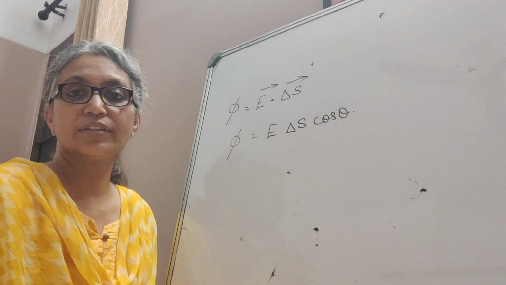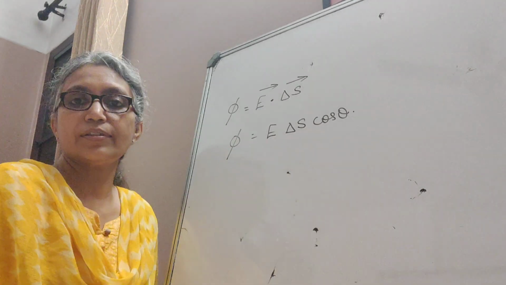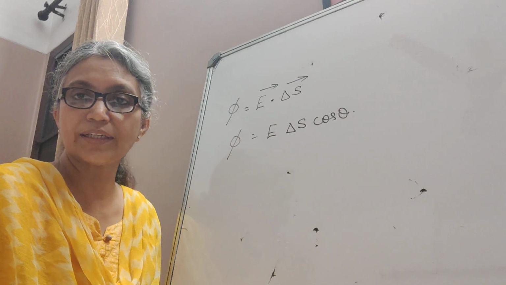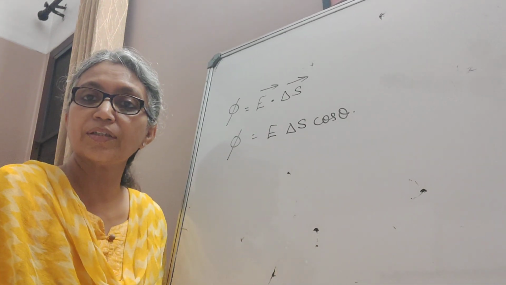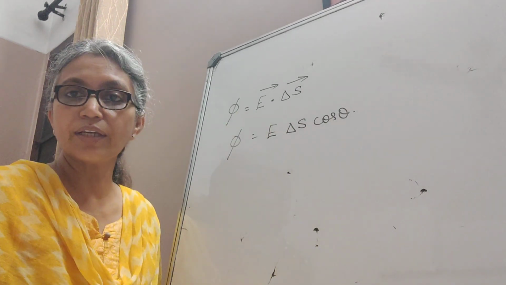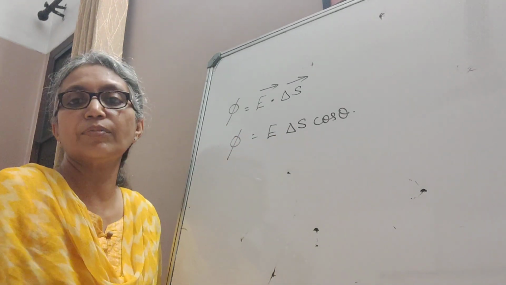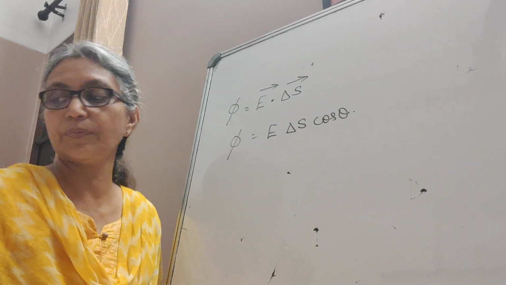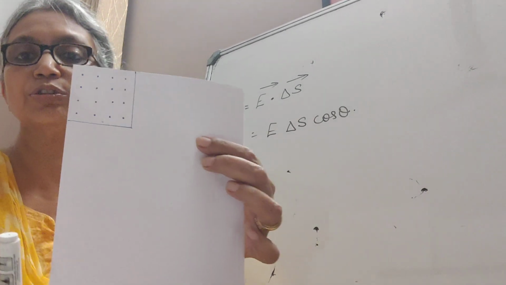So, what we'll do now is continue with that topic. As I was telling you, flux, it's E dot delta S, where we already know E is the number of field lines passing perpendicular through unit area, delta S being the whole area. You take the product between the two, you will have the total number of electric field lines passing perpendicular through a given area. This is what I showed you.